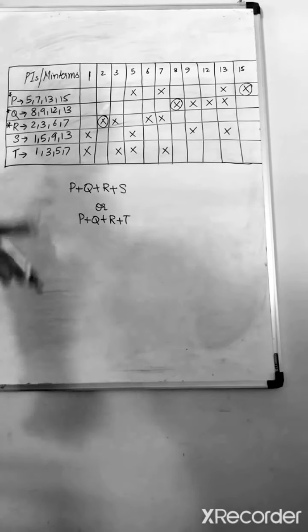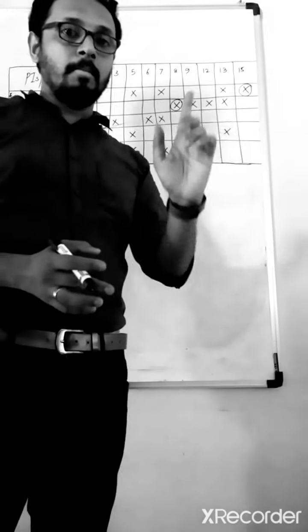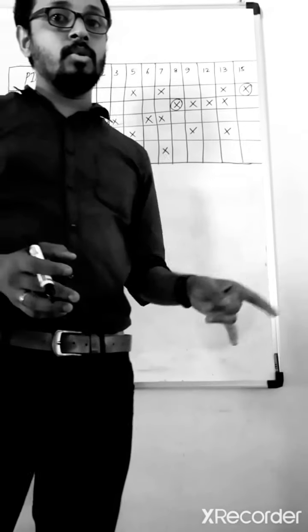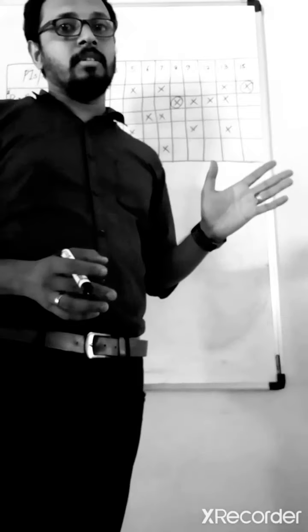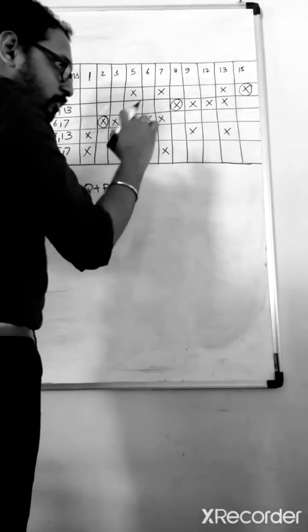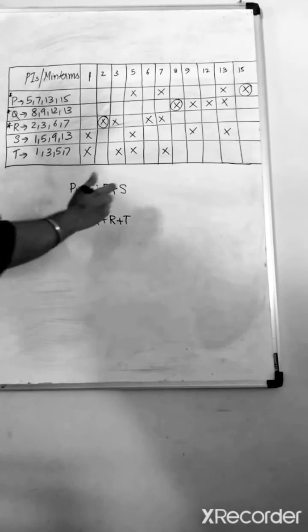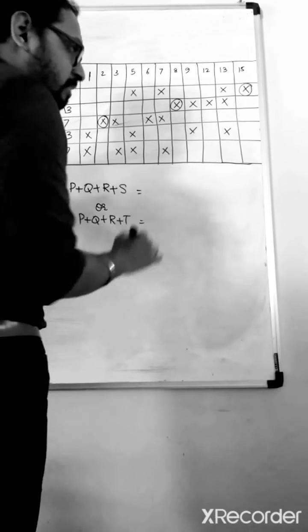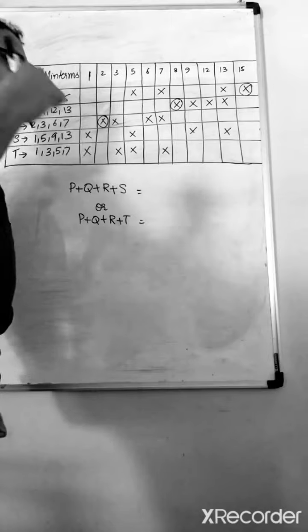P, Q and R are essential prime implicants and they are an integral part of the answer. But look at the question also: if there is any value missing, that value should also be covered. Here S and T cover that particular value, that is 1. So we can write the answer as P plus Q plus R plus S or P plus Q plus R plus T.